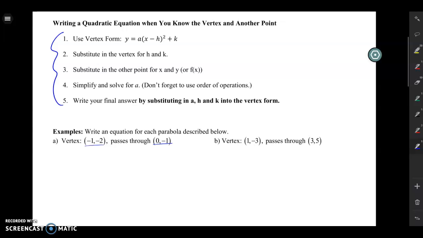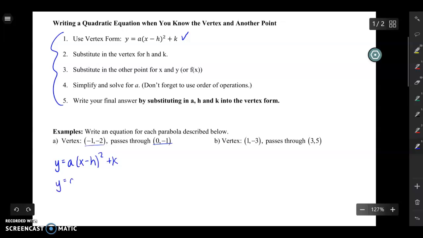So we're going to start by using our vertex form: y = a(x - h)^2 + k. Okay, that's kind of like our backbone where we're going to start. That's our first step. The second step is to substitute in the vertex for h and k. So we know that the -1 and the -2 that are in the vertex are equivalent to our h and our k.